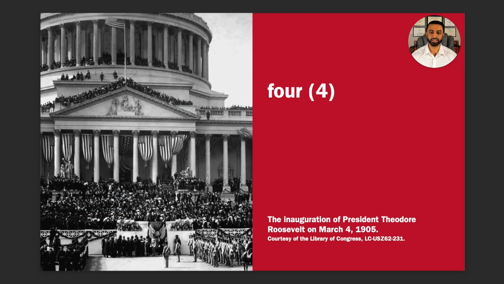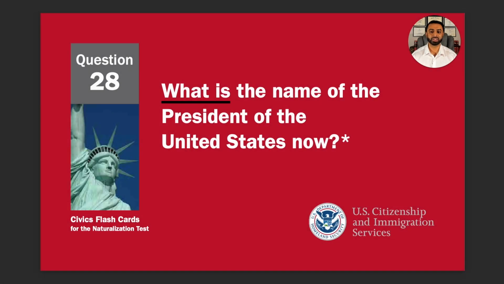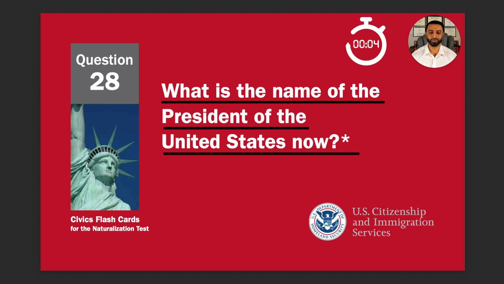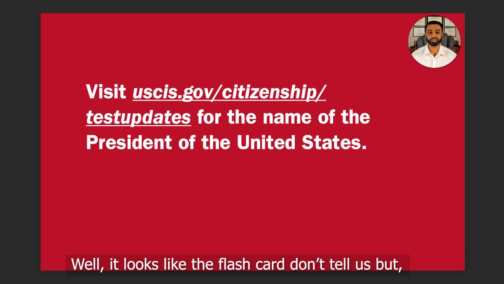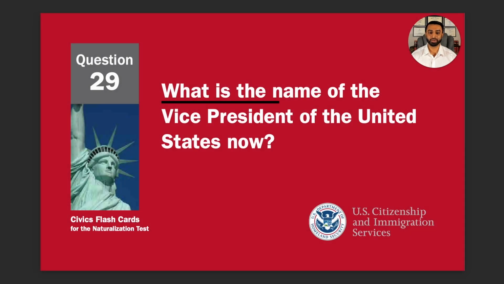We elect a president for how many years? We elect a president for 4 years. In what month do we vote for president? We vote for president in November. What is the name of the President of the United States now? Well, it looks like the flashcards don't tell us, but the President of the United States currently is Joe Biden. What is the name of the Vice President of the United States now?